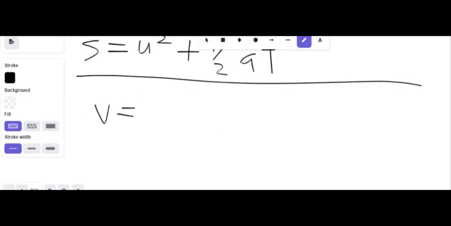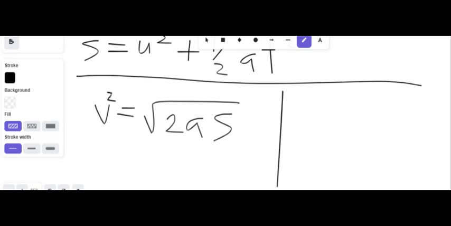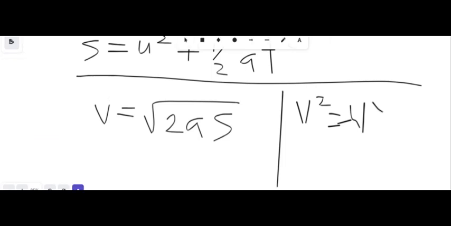v equals root 2as. Now, sorry, v squared equals, I'm getting this equation from this same equation that you know. v squared equals u squared plus 2as. So I'm not going to put the square here again. I've changed it to square root. I've changed that to square root.